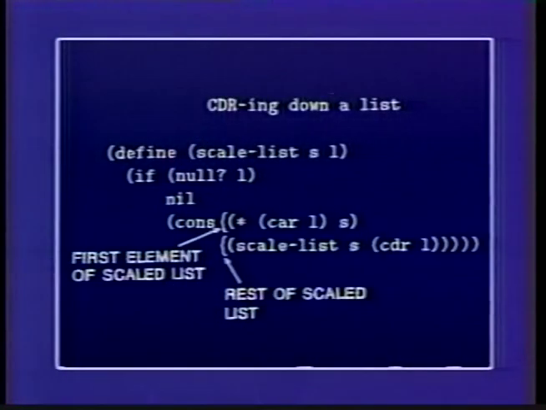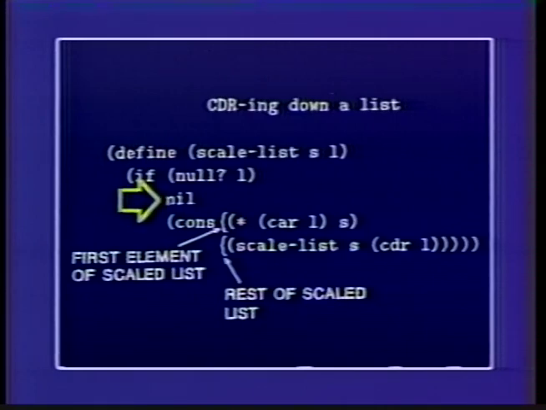Right, this is an example of the general strategy of cdring down a list and so-called consing up the result. So to scale a list L by some scale factor S, what do I do? Well, there's a test, and list has a predicate called null. Null means, is this thing the end of list pointer? Or another way to think of that is, are there any elements in this list? But in any case, if I'm looking at the end of list pointer, then I just return the end of list pointer. I just return nil.